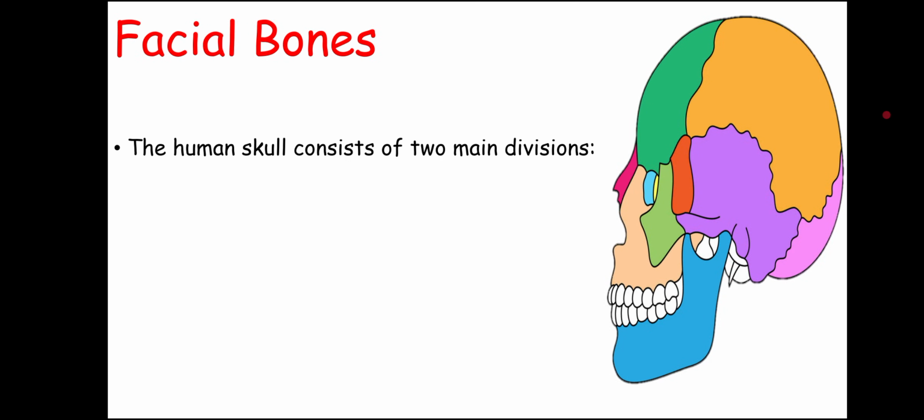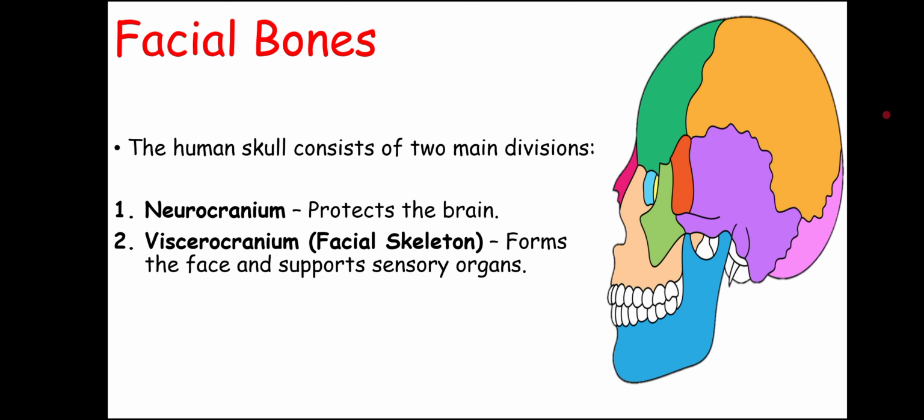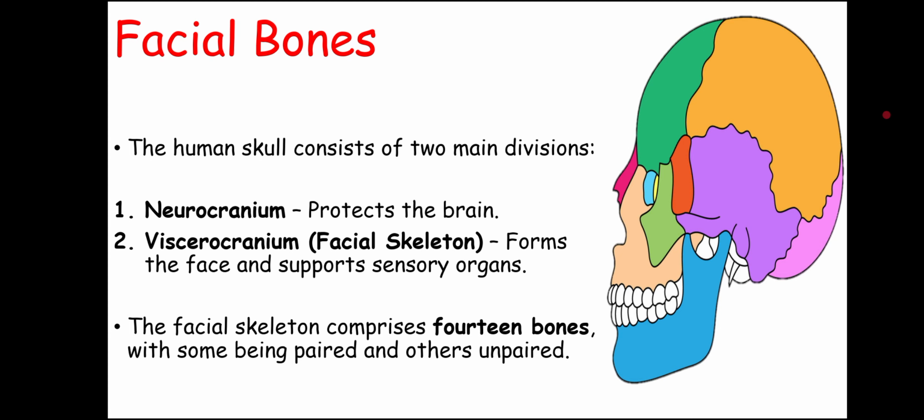Now let's talk about the facial bone. Human skull consists of two main divisions. The first is neurocranium that protects the brain and the other is viscerocranium that is also called as facial skeleton. As we discussed in last video, we talked about neurocranium and today we are going to talk about viscerocranium or facial skeleton. The facial skeleton comprises of 14 bones with some being paired and others unpaired.